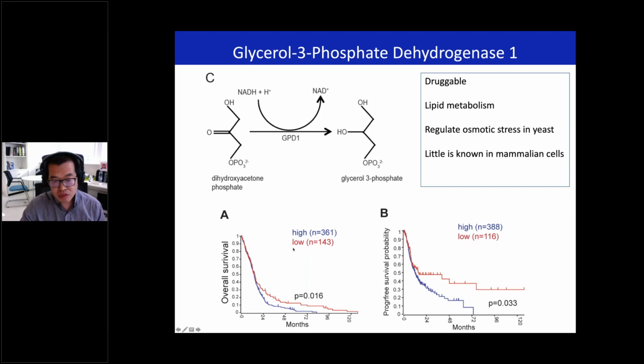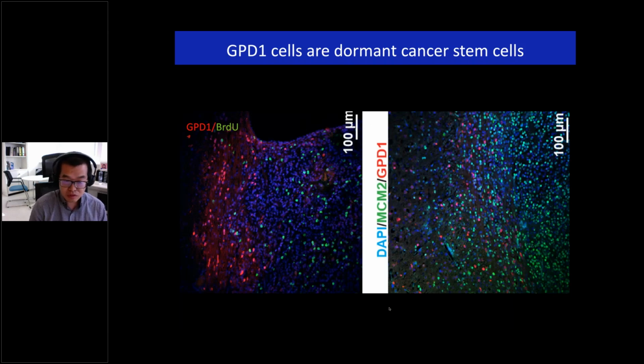But if you look at the GBM TCGA data, the high expression patients do survive worse than the GPT-1 low patients. The same with progression-free survival. So this indicates that probably there is something interesting behind this. But if you look closely at the tumor, this is again a mouse tumor.